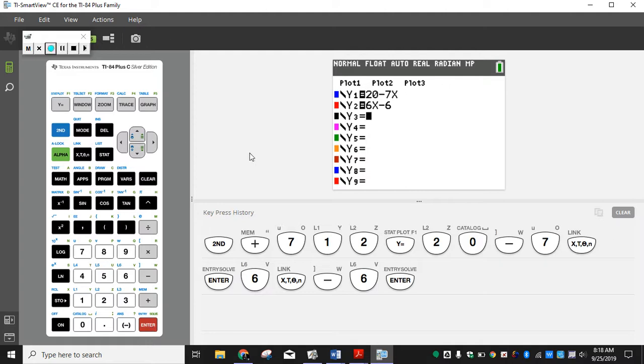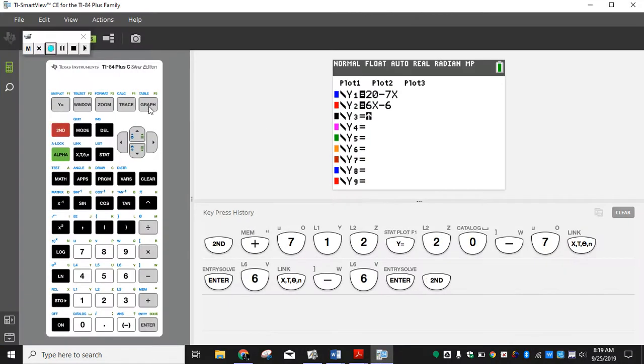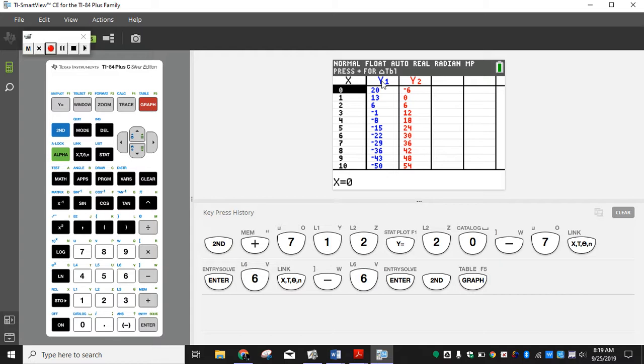What my calculator will do is build a table for the left half and the right half. What I'm looking for is where the two are equal. So when I look at my table, I'm looking at my y values to see where they are equal. If I press second graph, you see here in blue it says table, so second graph will take me to the table. And if you look, y1 here is my left side of the equation, and y2 is the right side, and I'm looking for where they are equal.